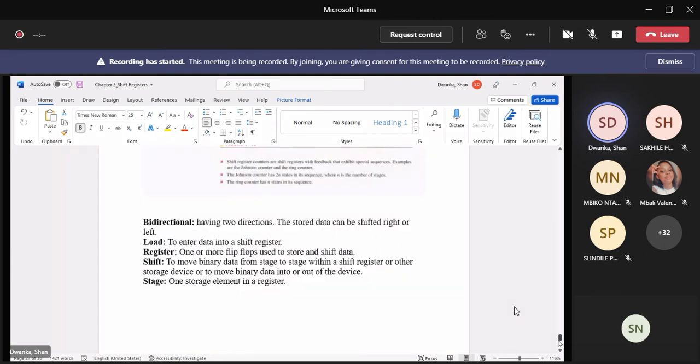Okay, so the last part deals with terms of data. Bidirectional means having two directions: the stored data can be shifted right or left. Load means to enter data into a shift register. Register is one or more flip-flops used to store and shift data. A register can be constructed using flip-flops, the D-type, SR, or JK flip-flops. Shift is to move binary data from one stage to the next within a shift register or other storage devices, or to move binary data into or out of the device. Stage is one storage element in a register.